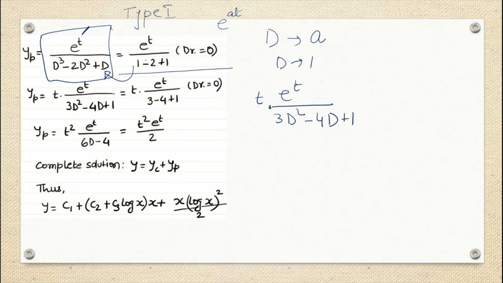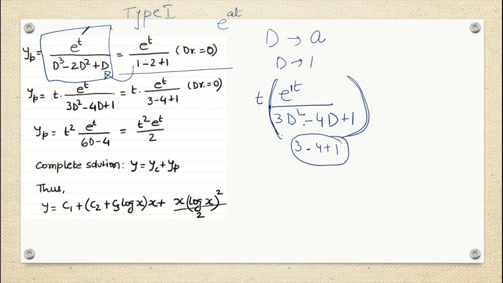Now what am I going to do here? Again I have to check what type this is and whether my denominator is becoming 0 or not. Again we see that the denominator is 0. Why? Because this is type 1 only, since the exponential term is present and a is 1. So if I put d as 1 here, it will give me 3 minus 4 plus 1. Again this is 4 minus 4, which is 0.